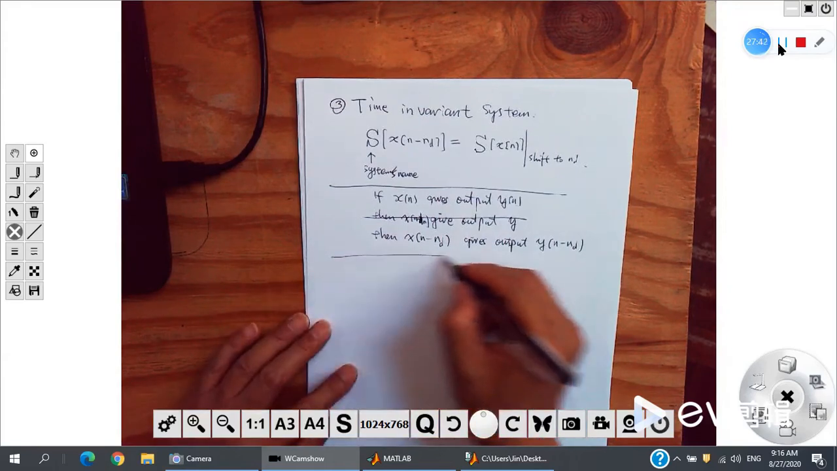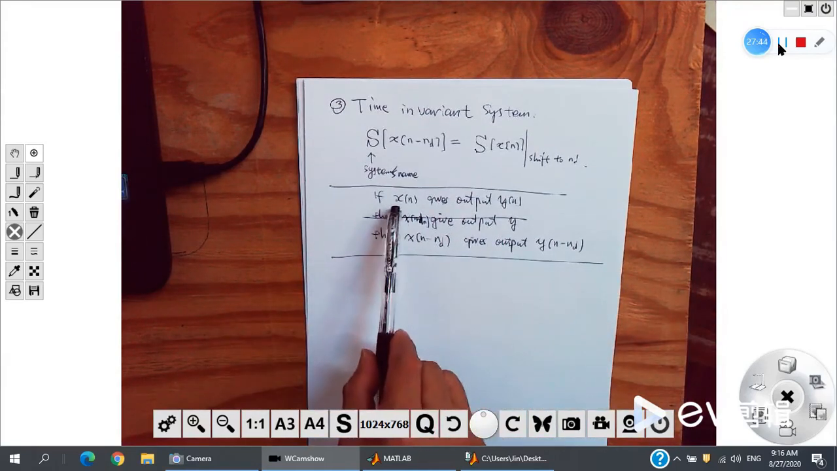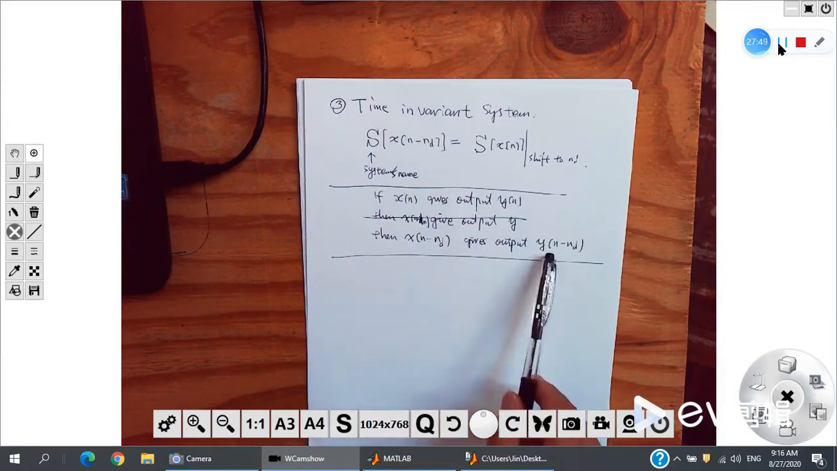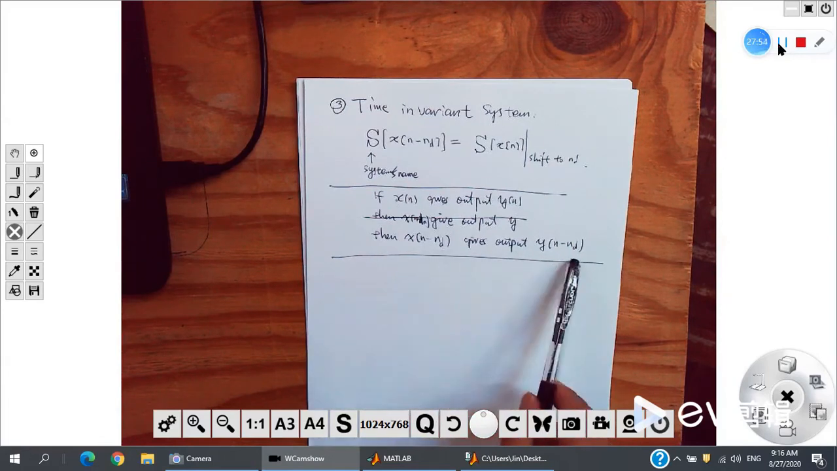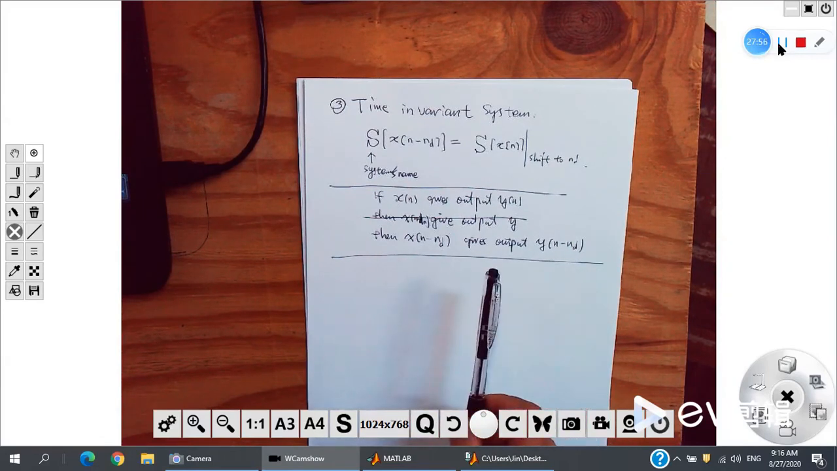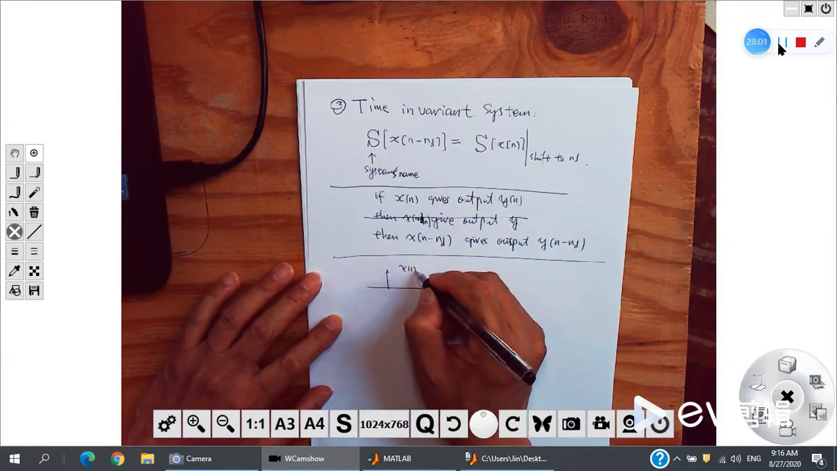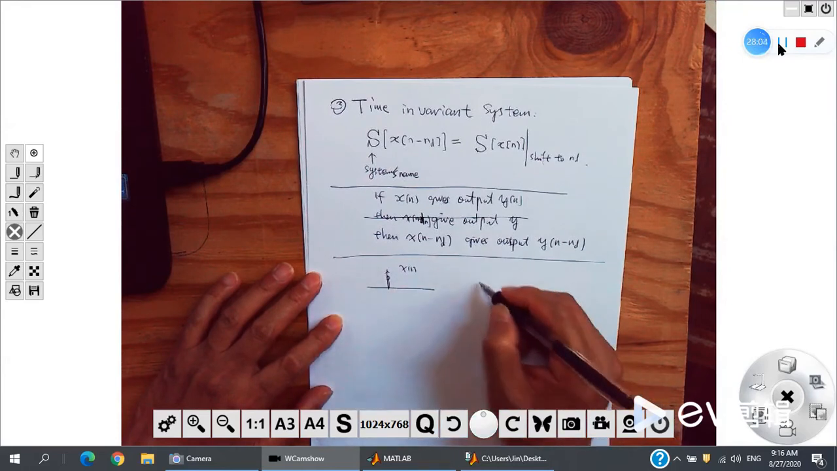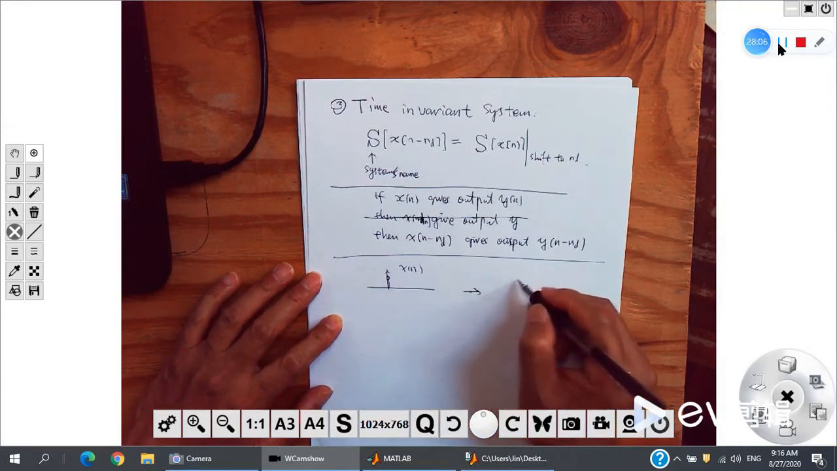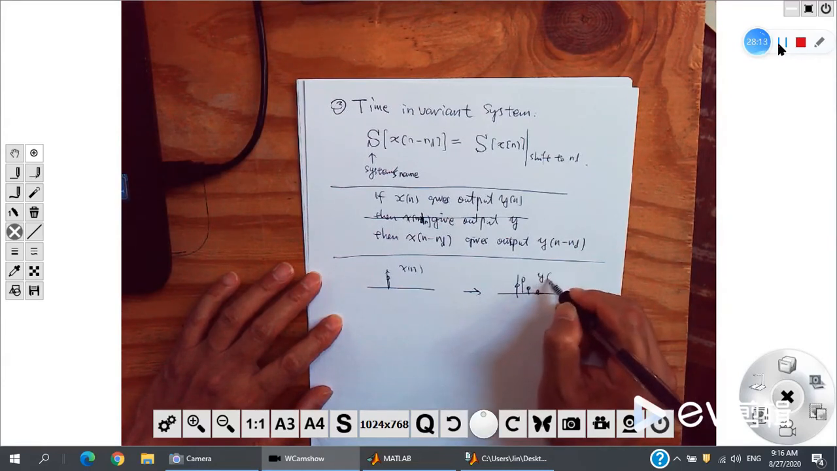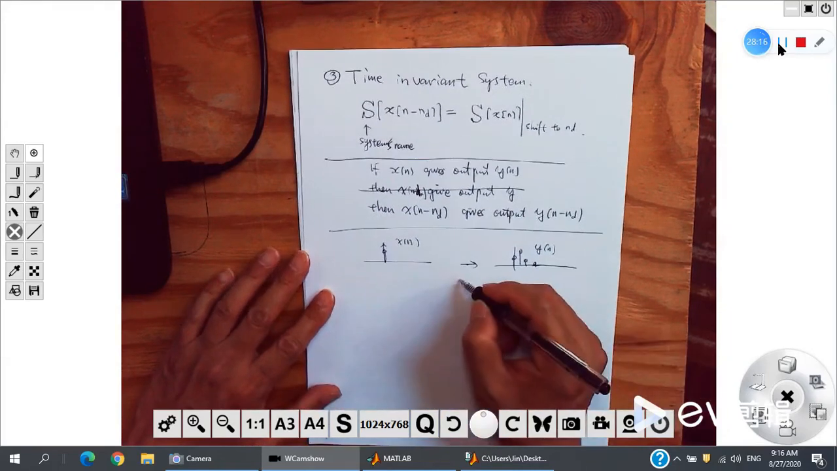So if input x gives y, then you use a different time, you still have y. Just the time it happens is different. For example, suppose this is x of n, then you have y of n, and shift.